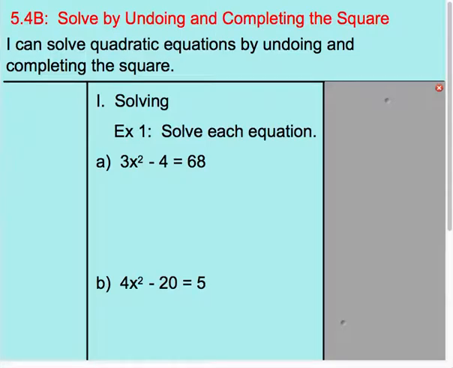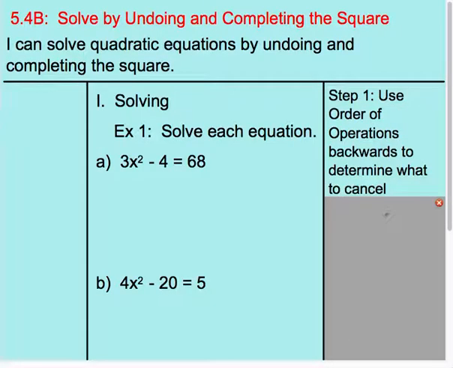So in this lesson, we're going to take a look at how to solve quadratic equations by undoing, which is just a fancy way of saying we're going to solve the equation. And we're also going to take a look at a new method called completing the square. So the steps in the right-hand column this time are how to solve an equation. I would guess that none of you should need this information, but just out of habit, I threw some information over there. So we solve an equation by using order of operations backwards to determine what to cancel first.